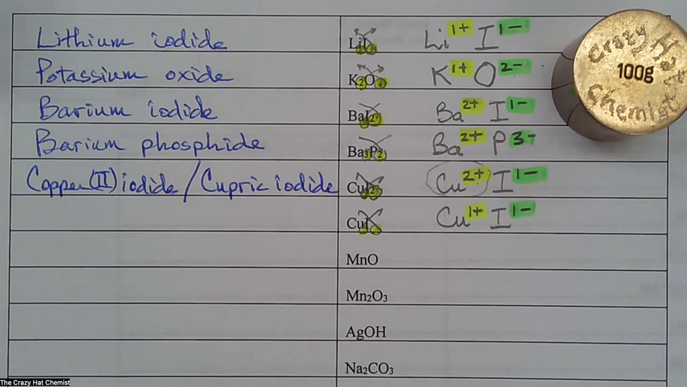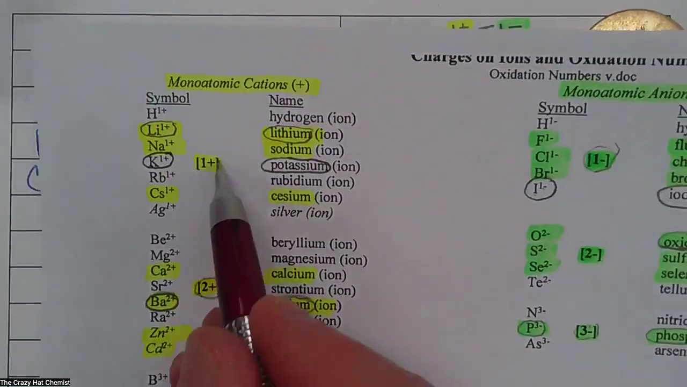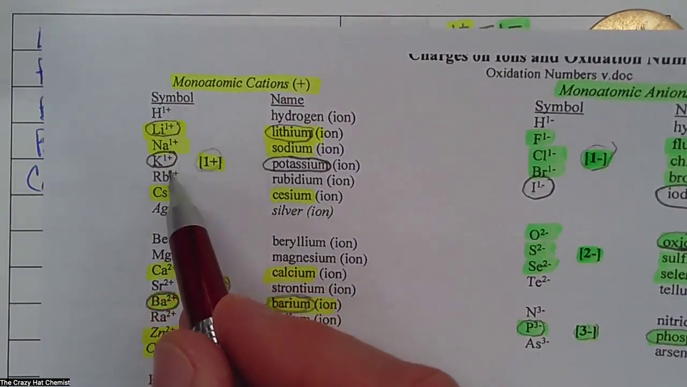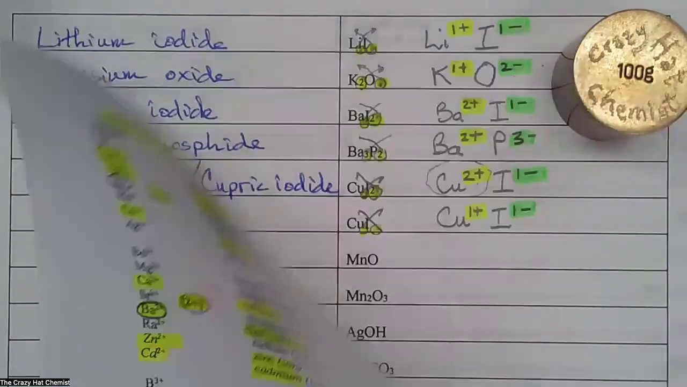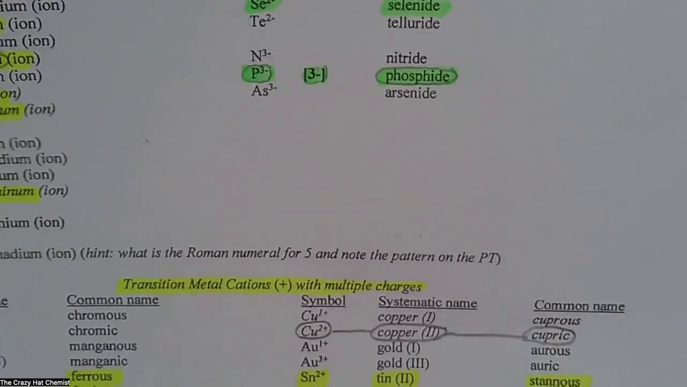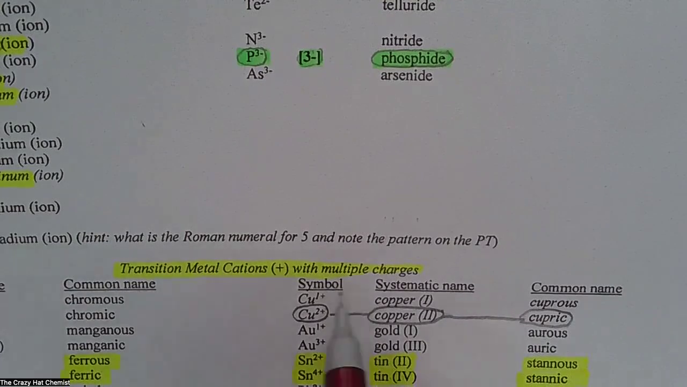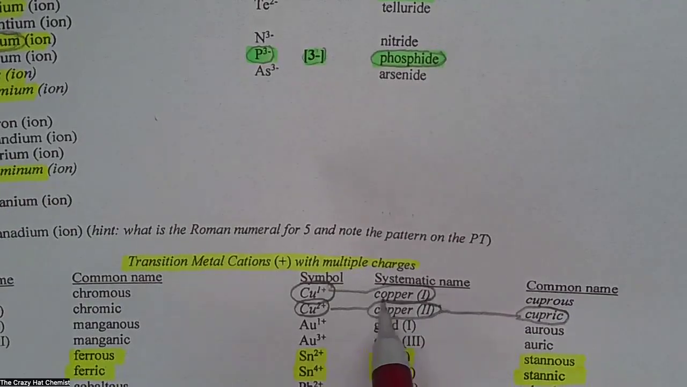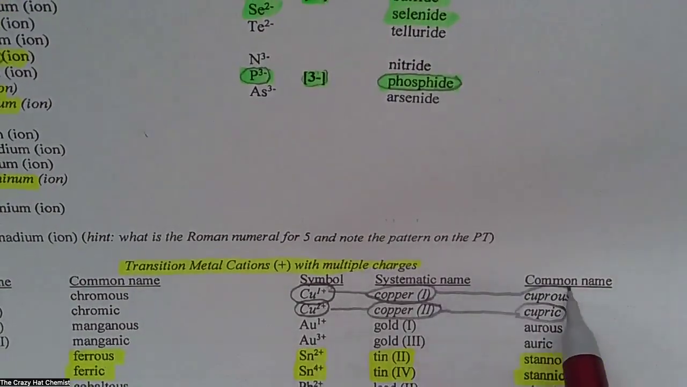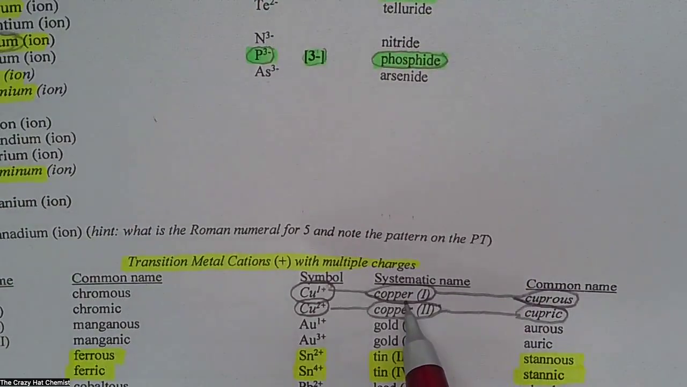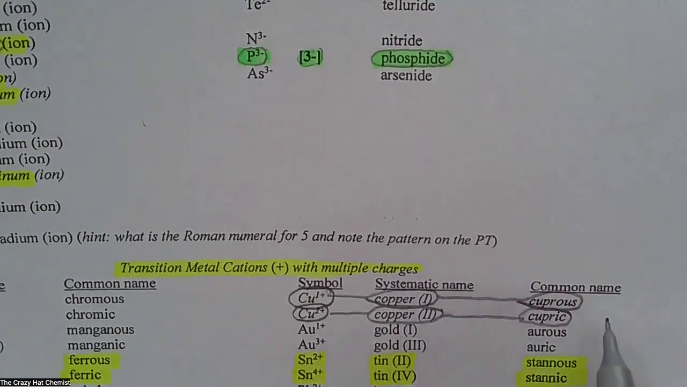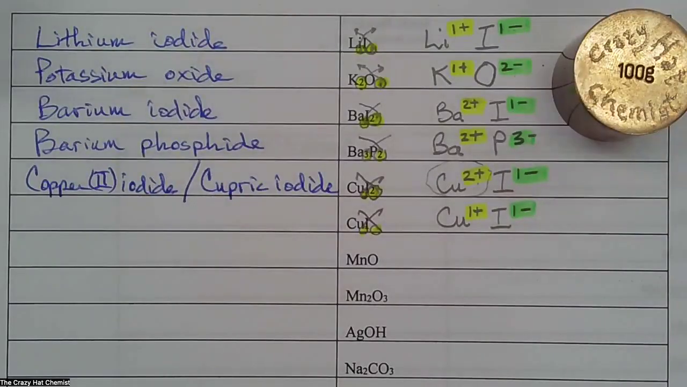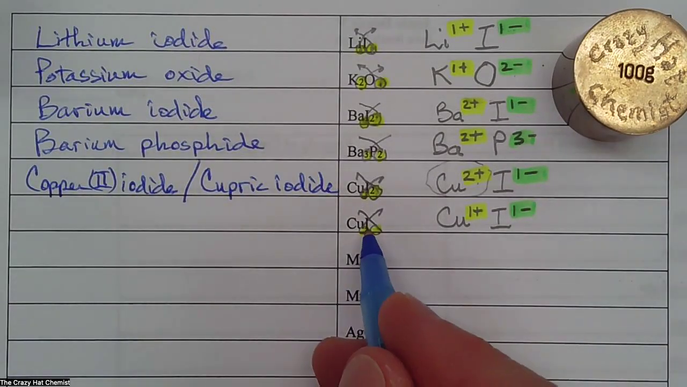Again, if you didn't have that previous problem, what would you be doing? You would be looking in this 1 plus category, looking for Cu that's a 1 plus, and there is no Cu. And so then you go off into looking at the transition metal cations. And you can see that the transition metal cation Cu 1 plus corresponds to copper Roman numeral 1, which corresponds to cuprous. So the systematic name is copper Roman numeral 1. The common name is cuprous. So we're going to write both of those down. And the second one is iodide.